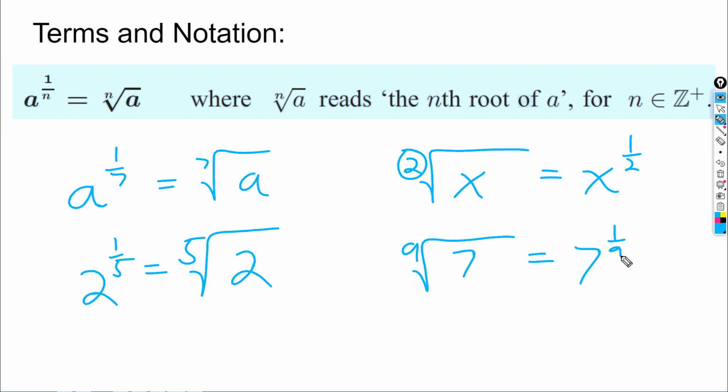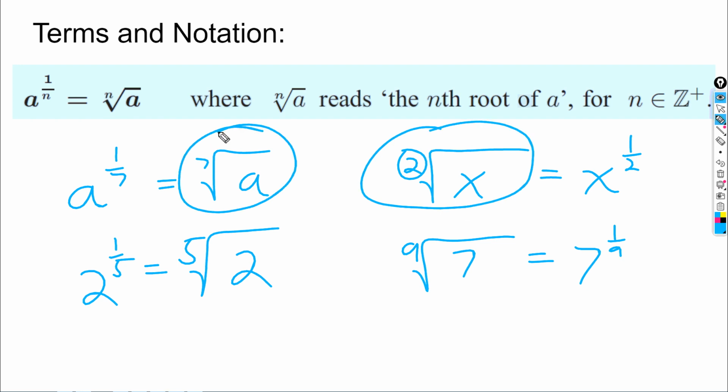One of the things that's really valuable about this is all of our rules that we'd previously learned dealing with exponents, now we can basically apply those to any time we have any sort of radical or root. We can rewrite that as an exponent and then use any of those rules that we've already learned.